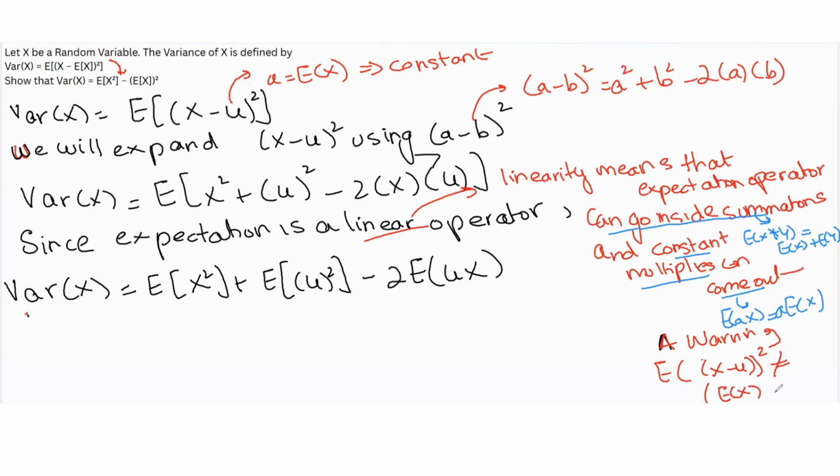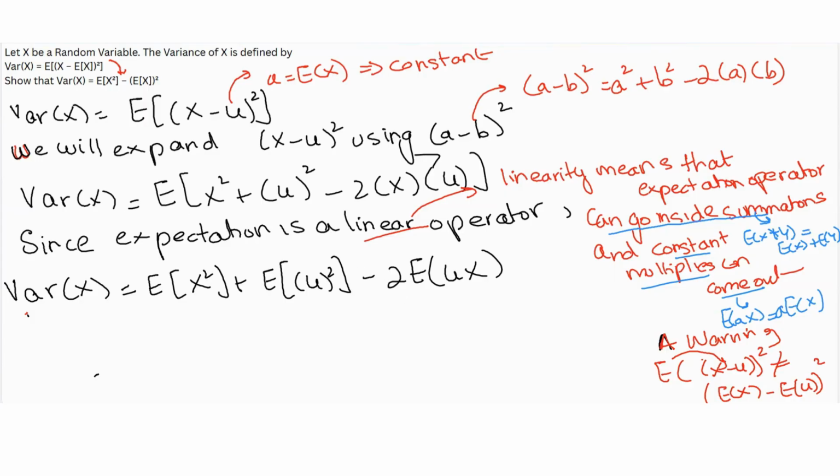It's not possible that expectation, this is not true, right? You could not have taken the expectation directly inside the square. That's not possible. Linearity does not allow it to go inside non-linear functions like squares. It can only go inside summations. That's why we expanded it and constant multiples can come out. Right? So this is not true. It cannot directly go inside the square. Right? So we have this.